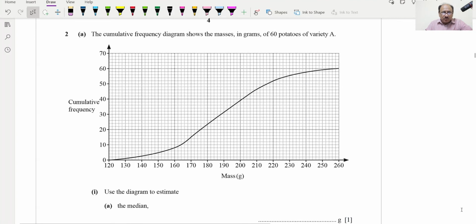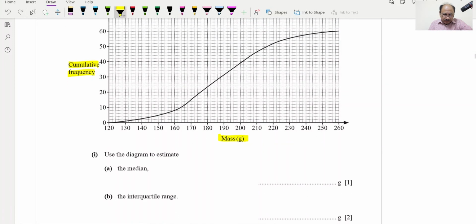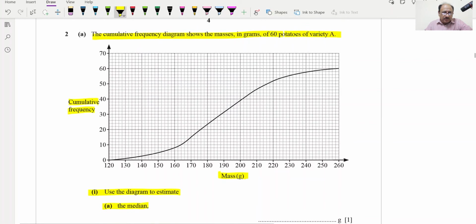Now question number 2. Question 2 says the cumulative frequency diagram shows the masses in grams of 60 potatoes of variety A. This side is cumulative frequency, this side is mass in grams. Use the diagram to estimate the median. Median is the middle value, and the middle of 60 will be 30. We can check the reference, and we can draw from 30.